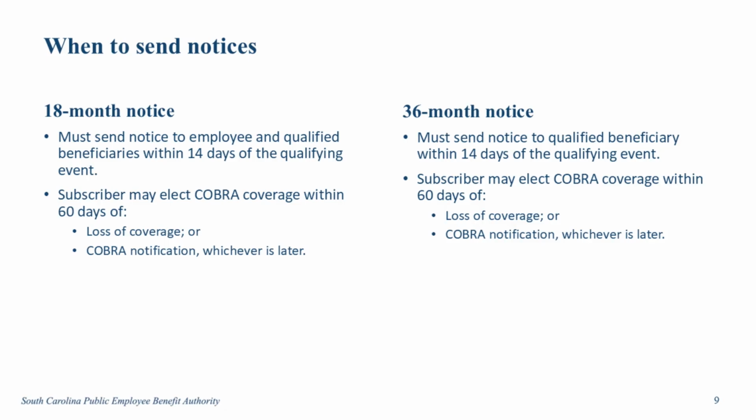For 18-month notices, you must send the notice to the employee and qualified beneficiaries within 14 days of when you are made aware of the qualifying event. Qualified beneficiaries have 60 days from the later of 2 dates to enroll in COBRA. These are either the date they lose coverage from a qualifying event, or 60 days from the date of the COBRA notice. The requirements for the 36-month notice are the same as the 18-month notice. It must be sent within 14 days of the report of the qualifying event. Qualified beneficiaries have 60 days from the date they lose coverage due to a qualifying event or from the date of the COBRA notification, whichever is later.